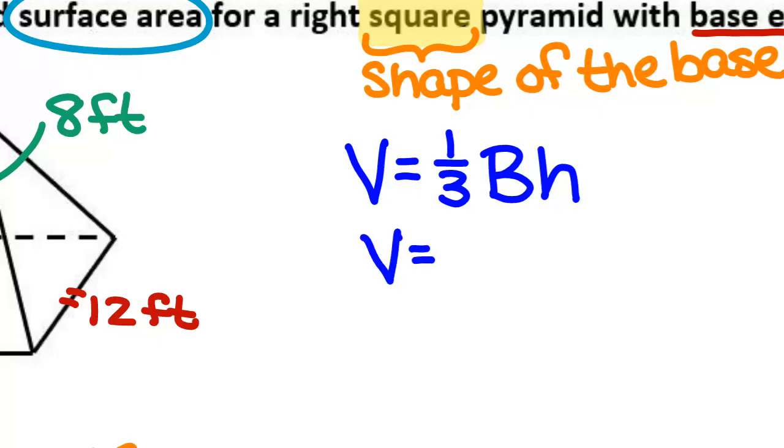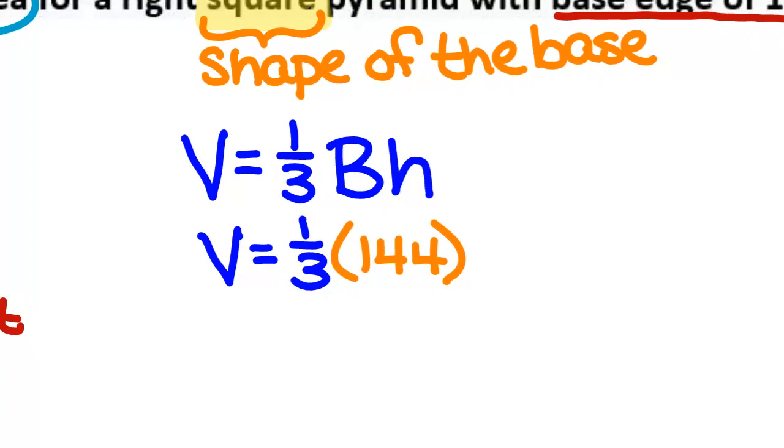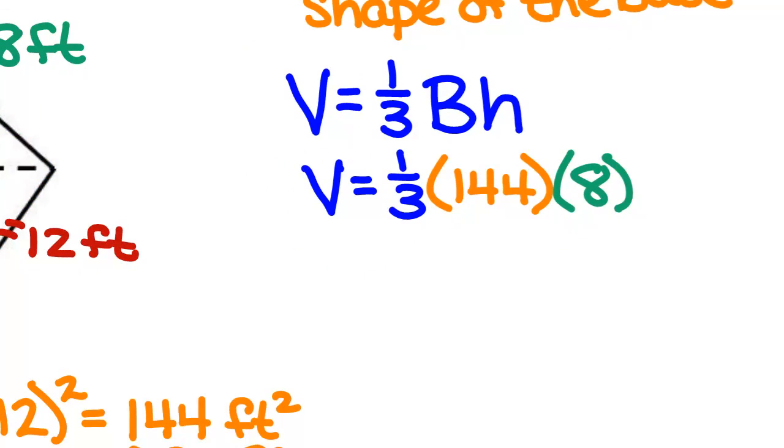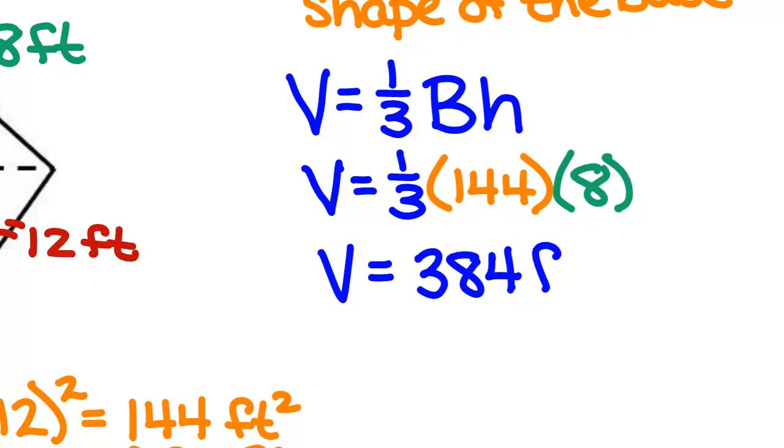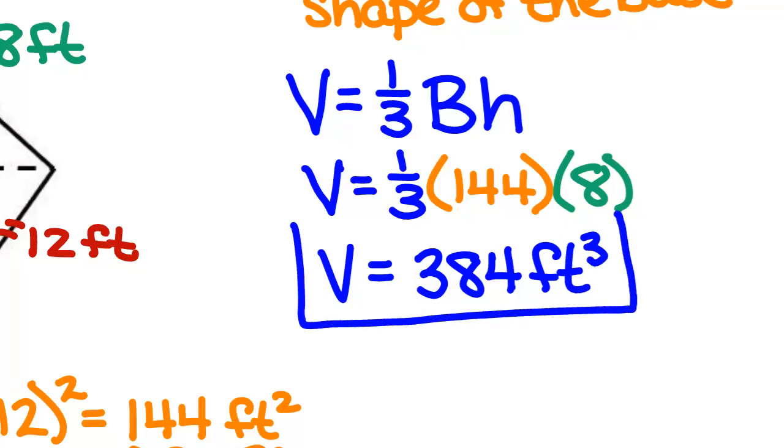So I have volume equals 1/3 times 144 times the height of the pyramid, which is 8. And then we take that and substitute it into our calculators. Plug it into the calculator. Yep, 384. That would be feet cubed. All right.